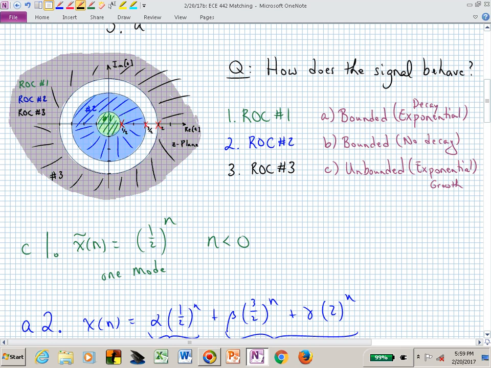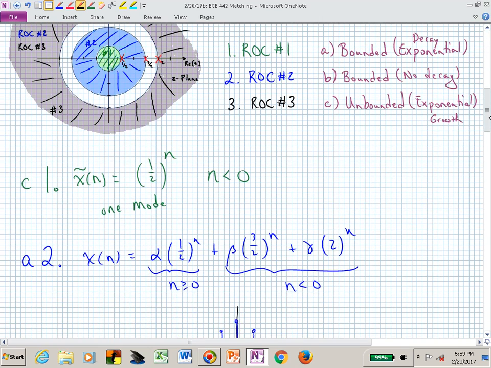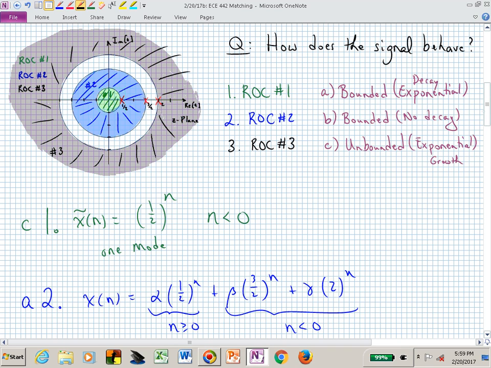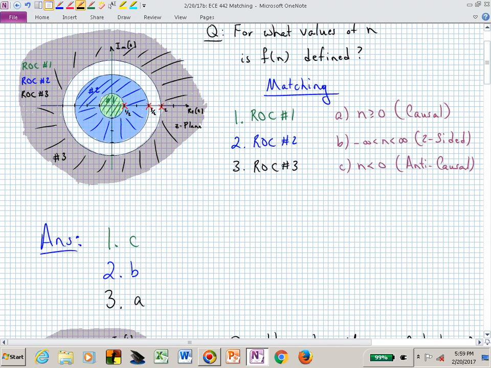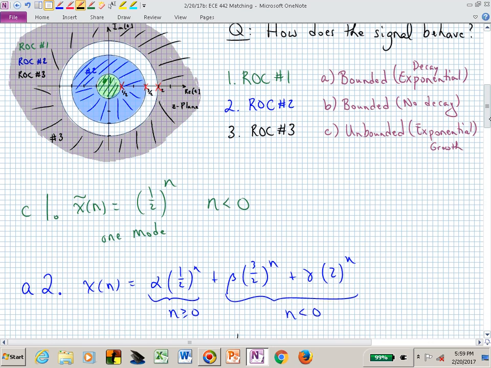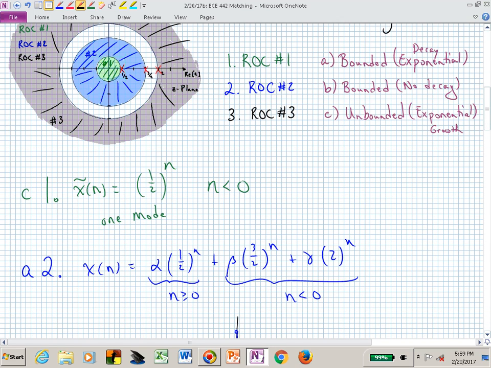I have some confused thumbs, sort of. Where's my x of n defined? For what values of n? You got this one right in the first part, right? It was A. It was for non-negative n's. And what modes do we now have? We have the same modes that we had in problem 2, except now they're all defined for n greater than or equal to 0. Correct?